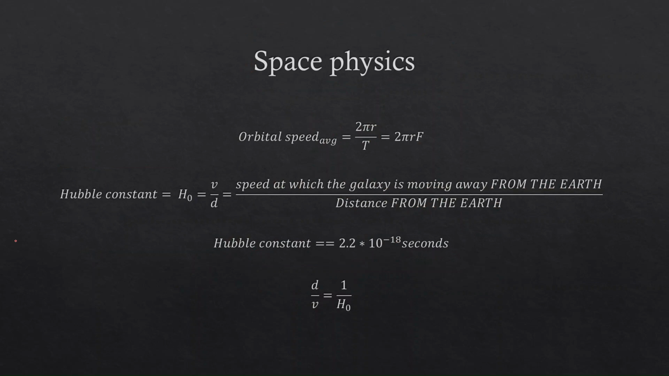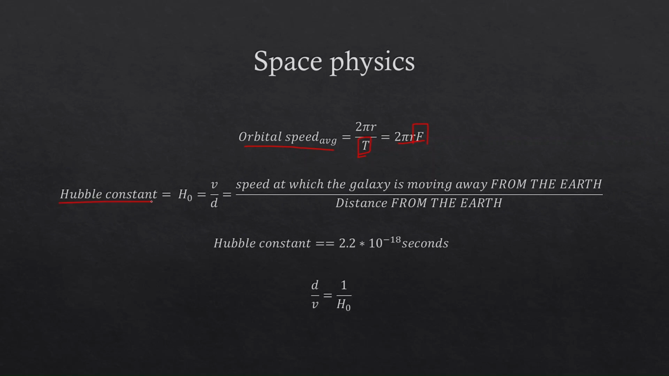Now we have space physics. We have the average orbital speed, which is nothing but 2 pi r by t, and 1 by t, which is 1 by time period, is nothing but 2 pi r f. It's going to be a frequency. 1 by t is equal to frequency, and 1 by f is equal to t.